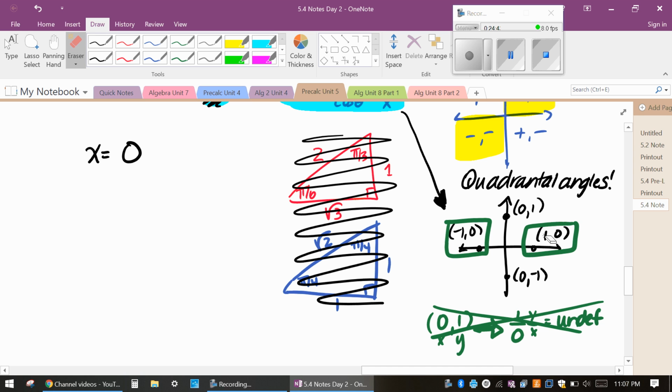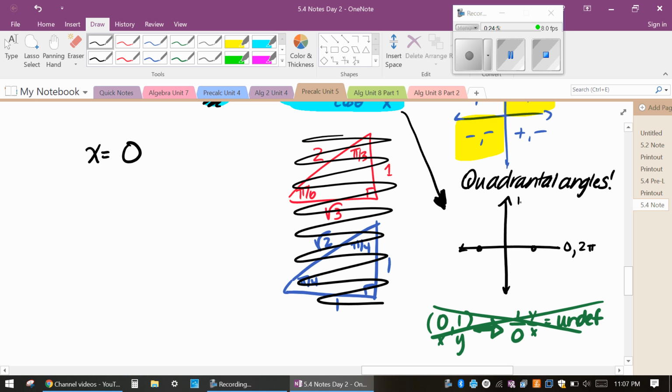So let me draw it without the coordinates. So 0 degrees, this would be 0. Remember, this is 0 and 2 pi. This is pi over 2. This is 1 pi, and this is 3 pi over 2. You guys need to make sure you understand that those are always the quadrant angles. So this is a solution, 0, and this guy over here, pi.